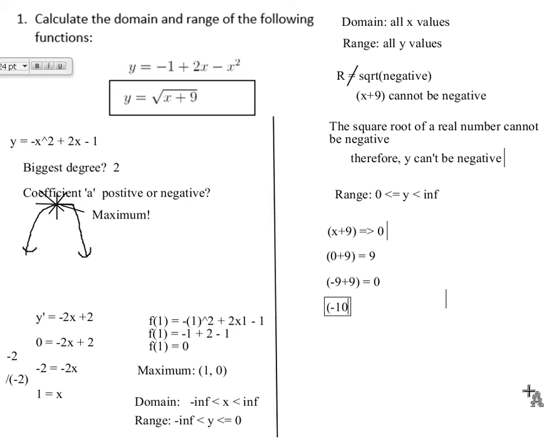If x is negative 10, then x plus 9 is going to be negative 1. We can't have that. And I'll put a nice big red stroke through that so that we keep in mind that we cannot have that. Okay? So therefore, the domain is x greater than or equal to negative 9.